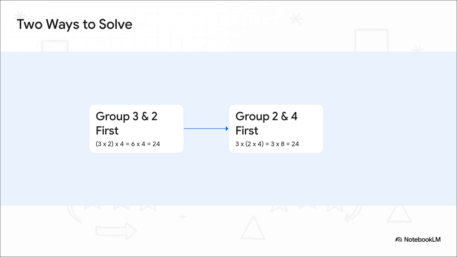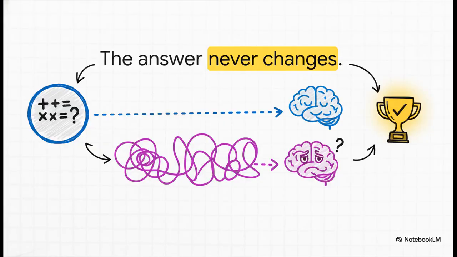Easy enough. But what if we move the spotlight? Let's group the 2 and the 4 this time. 2 times 4 is 8, and 3 times 8 is, yep, you got it, 24. Same answer, just a different path to get there. And that's the whole point. The answer doesn't change. This tool isn't about getting a different answer. It's about giving you the power to find the path that feels easiest for your brain. It's like finding your own personal shortcut to the right answer.